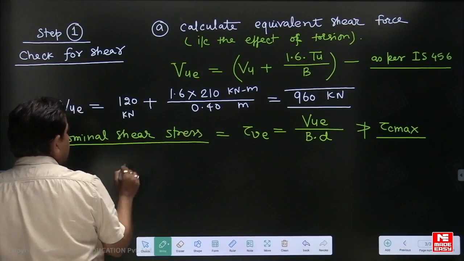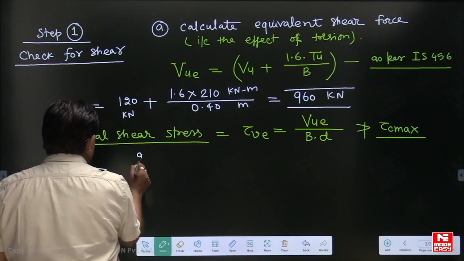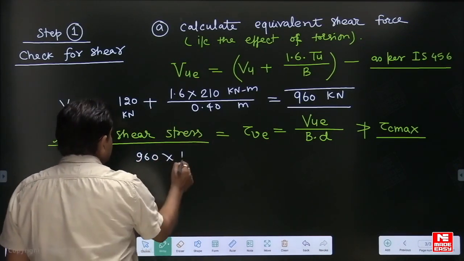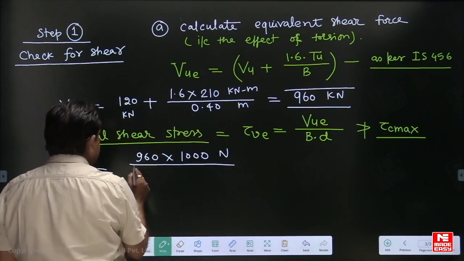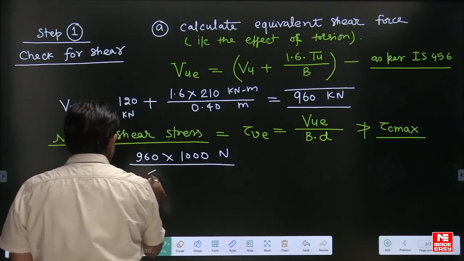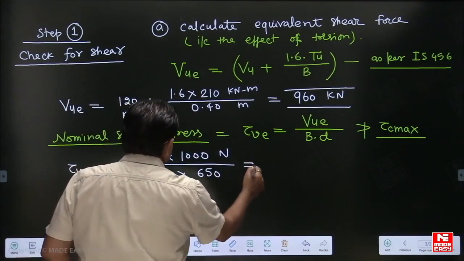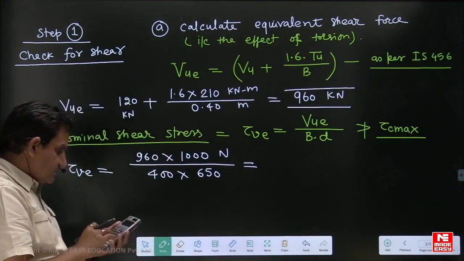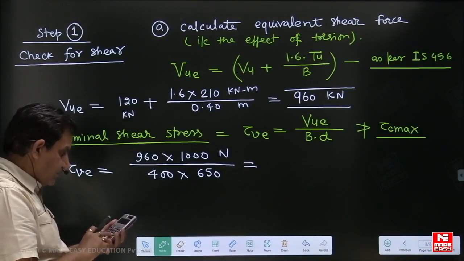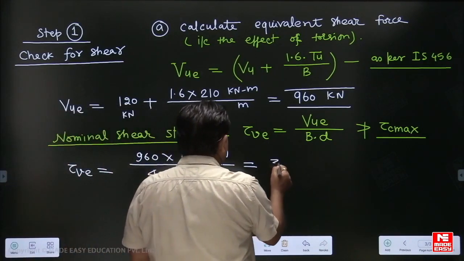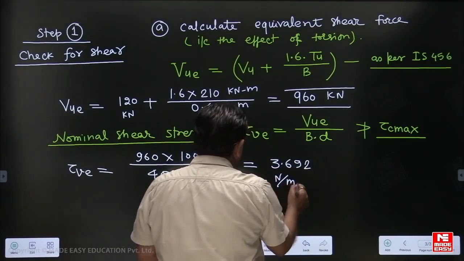What is the value of tau V equivalent? So tau V equivalent will be VU equivalent, that is 960 kilonewton, multiplied by 1000 to convert it into Newton, divided by B and D. B is 400 mm just now, and the effective depth will be 650 mm. So check the value: 960 into 10 to the power 3 divided by 400 into 650. I am getting the value 3.692 Newton per mm square.